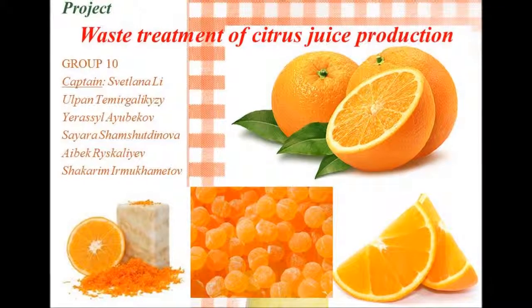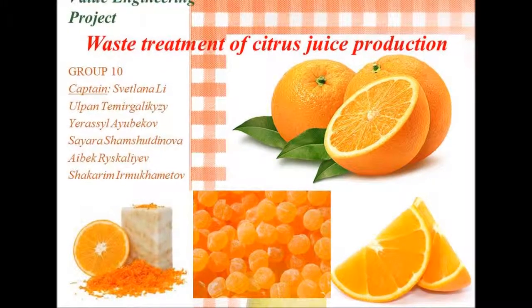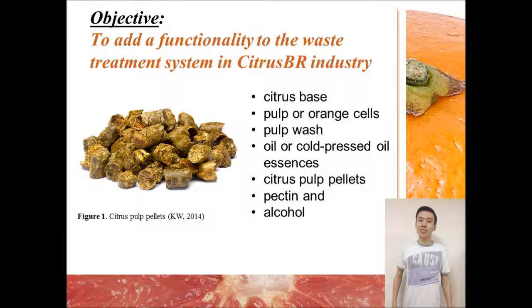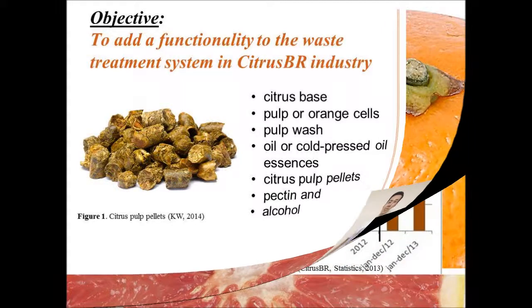My name is Shakarim and our value engineering project is about waste treatment in citrus juice production. The objective of our project is to improve the waste treatment system in one of the largest orange juice production companies, Citrus BR. Here you can see the current production process of Citrus BR.